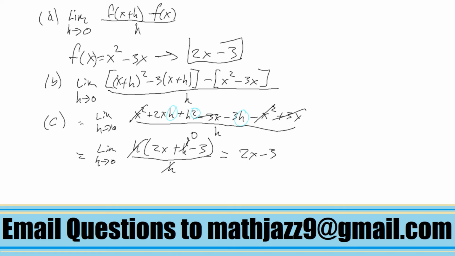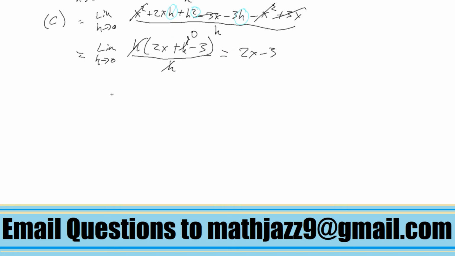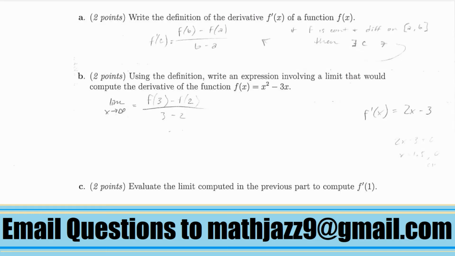The one last thing we have to do is we were asked specifically what is f prime of 1. Well, now that we have the derivative, we can plug 1 into our derivative. We get 2 times 1 minus 3 equals negative 1, and that is our final answer to part C of the question. Okay, so now we go back to our problem set.